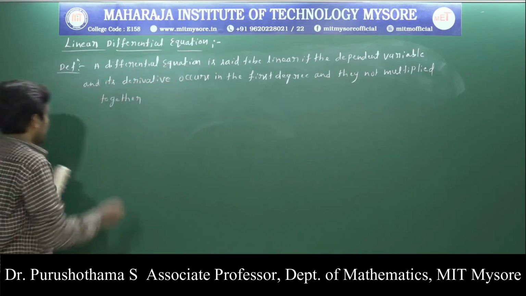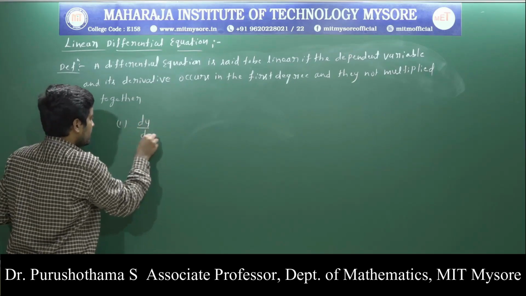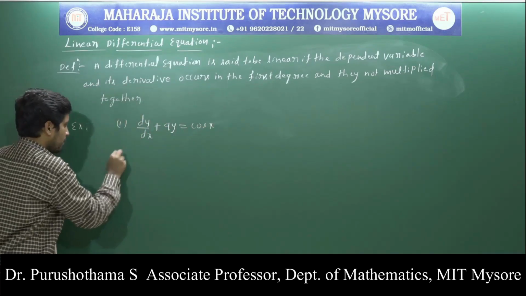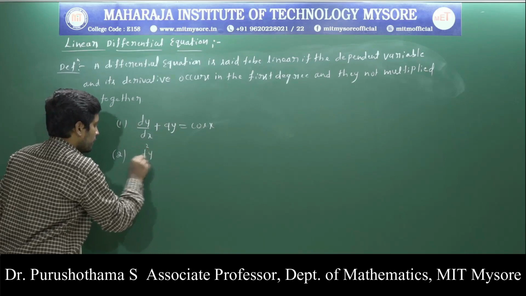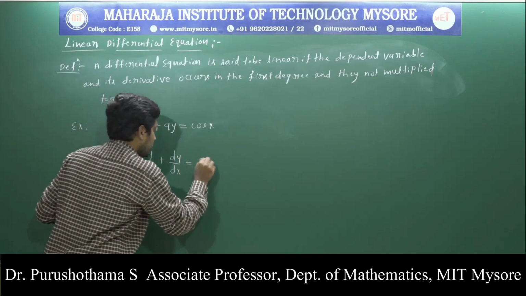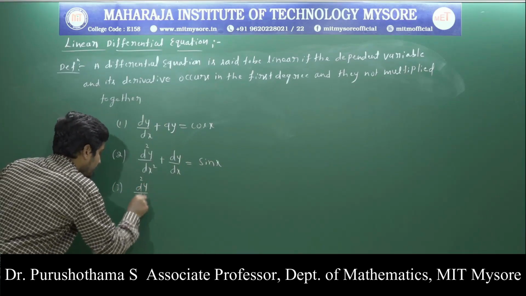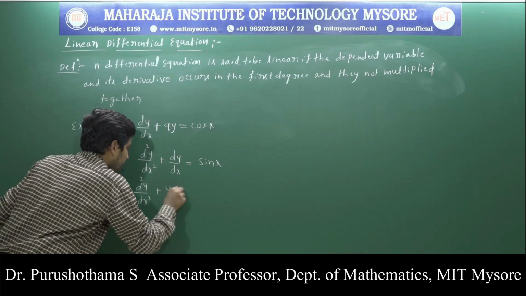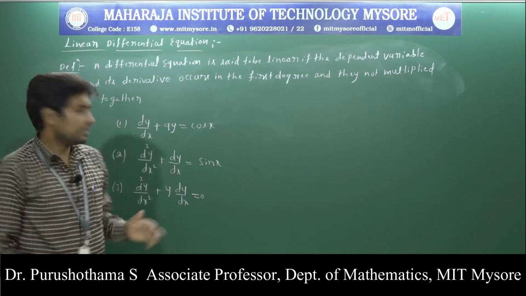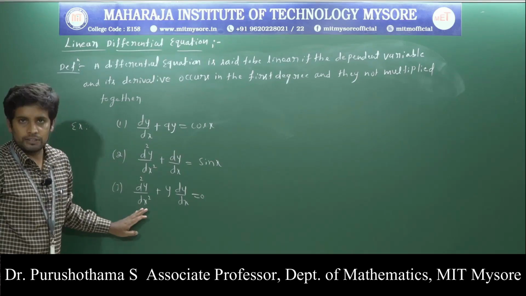For an example, first one, dy by dx plus 9 into y is equal to cos x. This is the first example. Second one, d square y divided by dx square plus dy by dx is equal to sin x. In the last one, d square y divided by dx square plus y into dy by dx is equal to 0. In these three examples, the first and second one are linear differential equations. The last one is a non-linear differential equation.